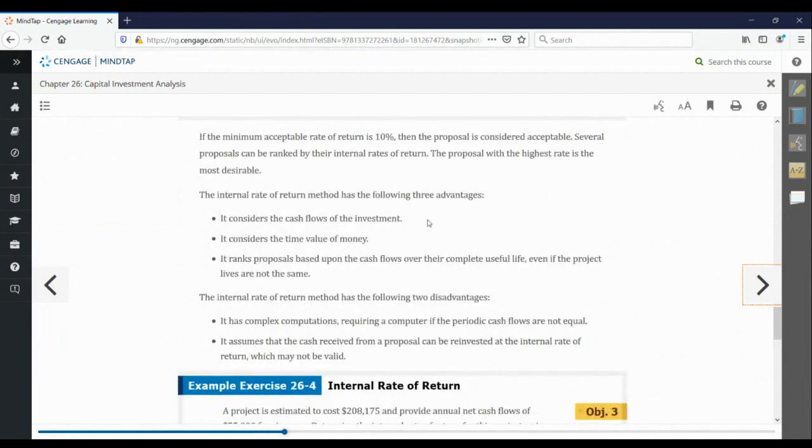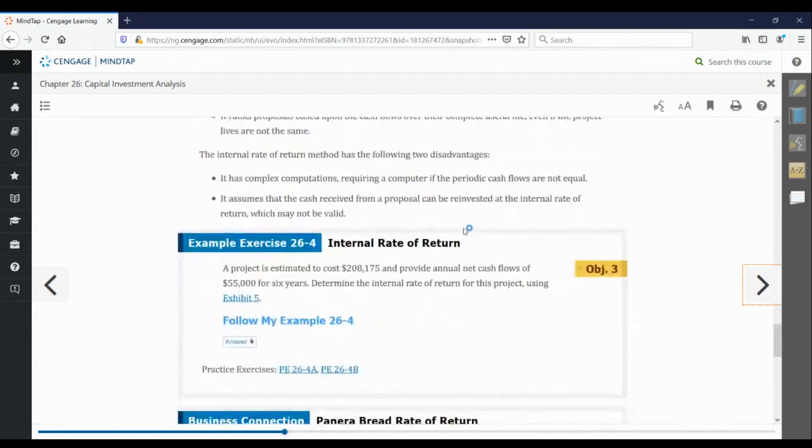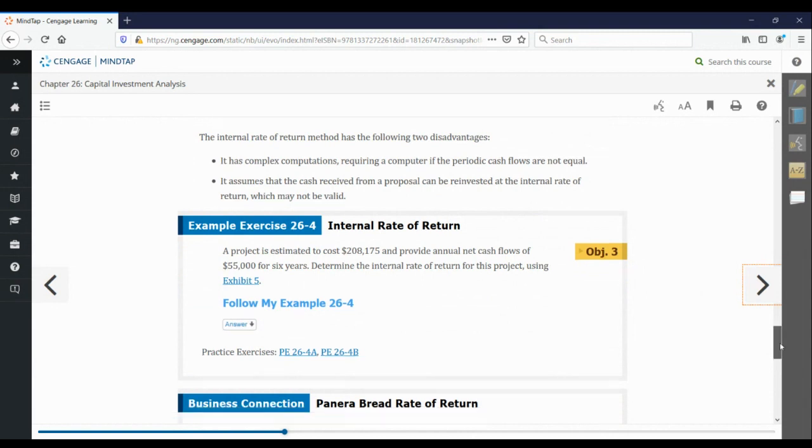There's some advantages of using the internal rate of return method. It considers the cash flows of the investments. It also considers time value of money. And it also ranks the proposals based on the cash flows over their complete useful life, even if the project lives are not the same. Its disadvantages are that it's complex to calculate, and it also assumes that the cash from the proposal can be reinvested at the internal rate of return, and that internal rate of return is just an estimate, so it might not be valid.